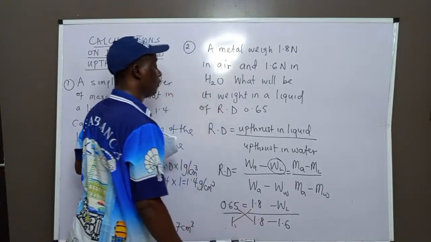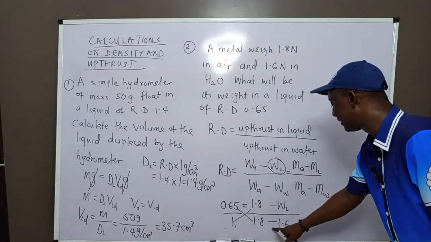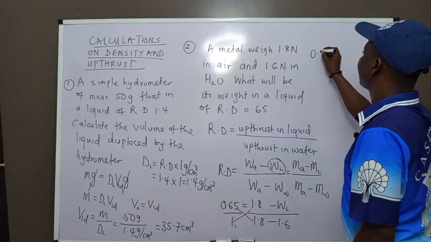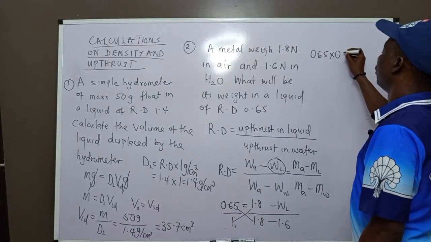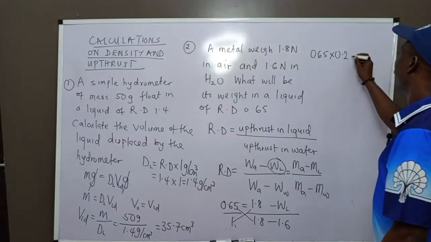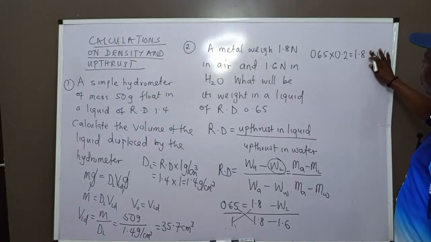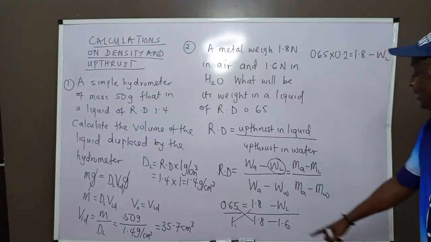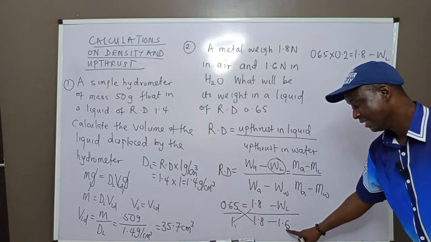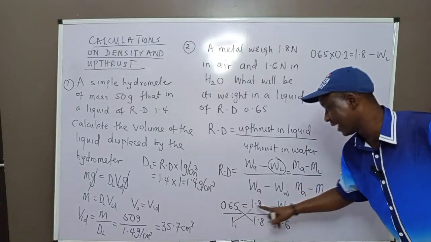Now, first of all, 0.65 we multiply 1.8 minus 1.6 will give us 0.2. So 0.65 times 0.2 we cross multiply equal to what? 1.8 times weight in liquid minus weight in liquid. What we did is that 1.8 minus 1.6 is equal to 0.2. Then use it to cross multiply. 0.2 times this, then 1 times this.